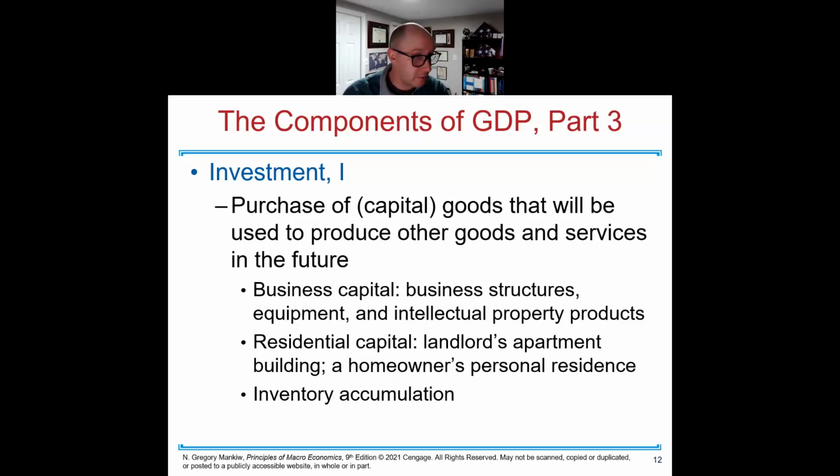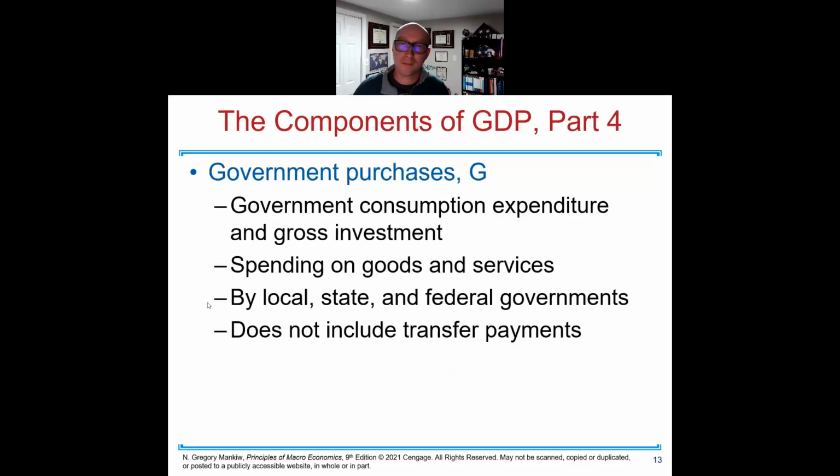So those are investments. When you hear the word investment, think property, plant, and equipment. I'm investing in property, plant, and equipment to grow my business in the future, to help my business produce more. You see? That's why I call it an investment.